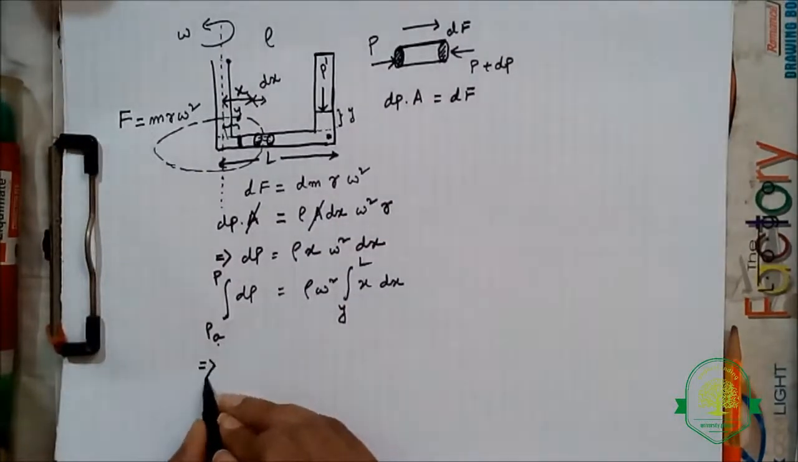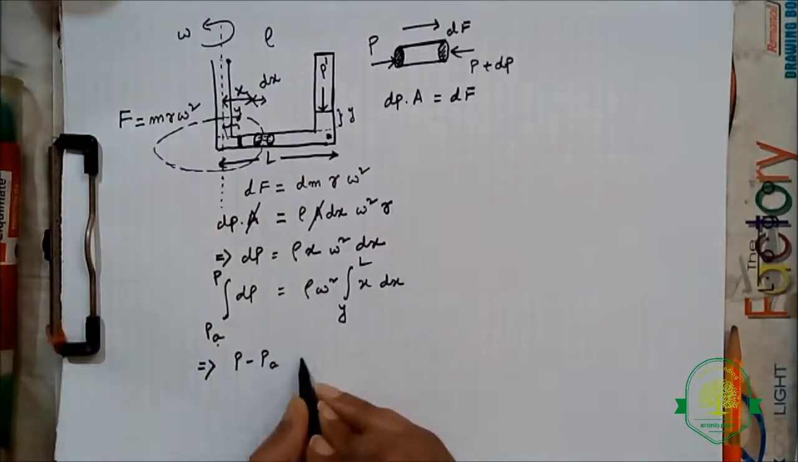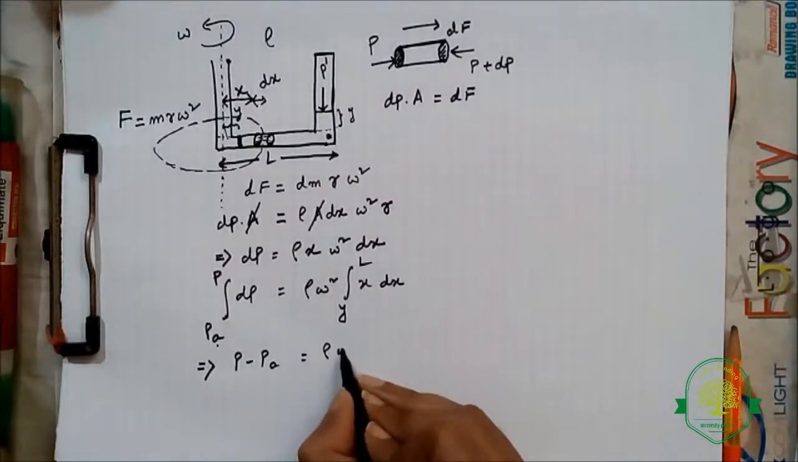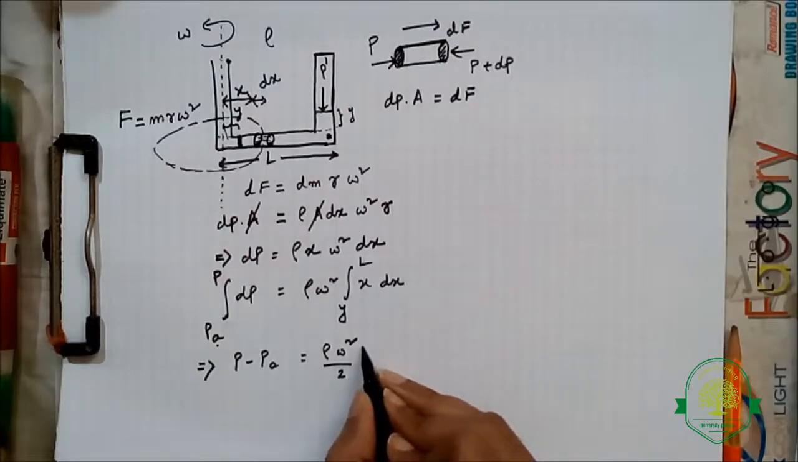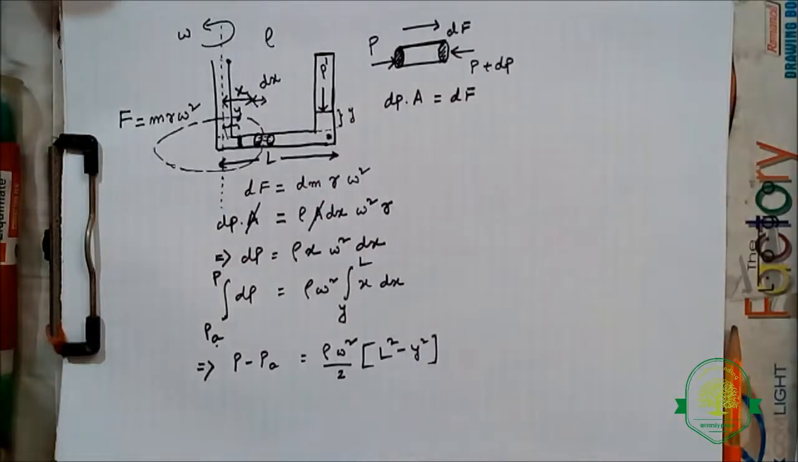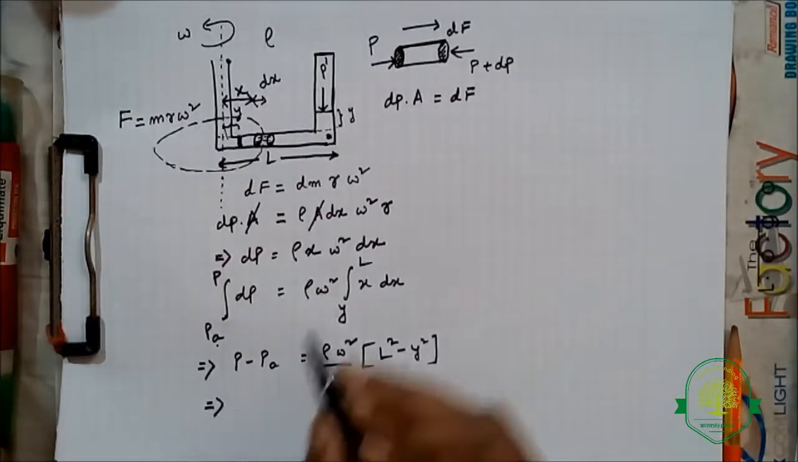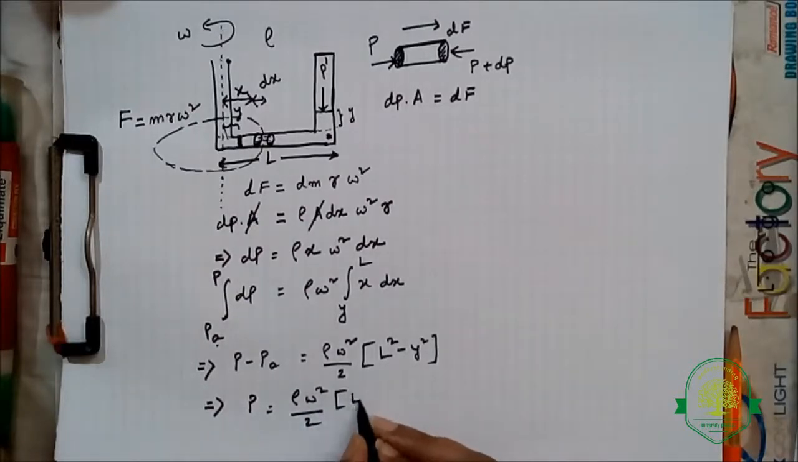So after integration, dP is just P, and if we substitute the limits, we get P minus PA. We get a rho omega squared here. Integration of x dx is just x squared over 2, and if I substitute the limits directly, I get L squared minus Y squared all over 2. So we can easily find what the pressure here is. So the pressure there becomes rho omega squared over 2 times L squared minus Y squared plus the atmospheric pressure PA.